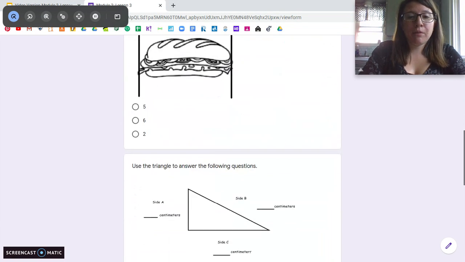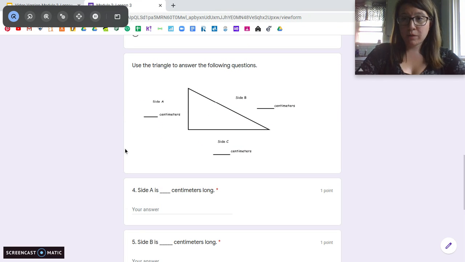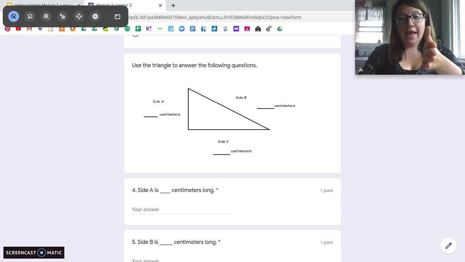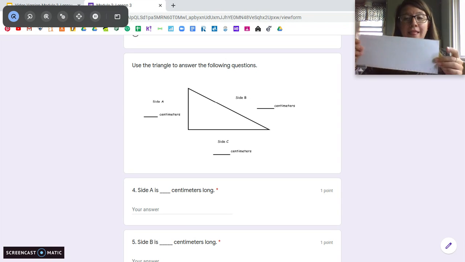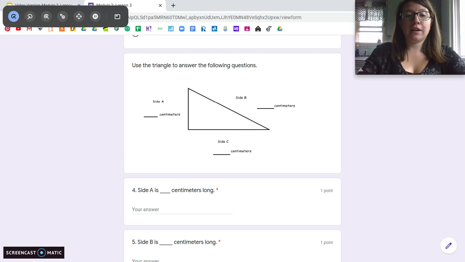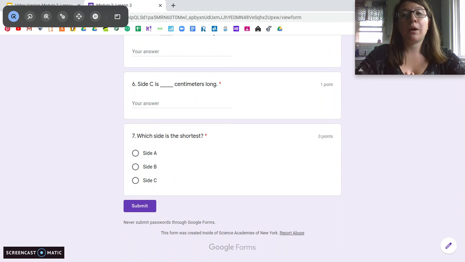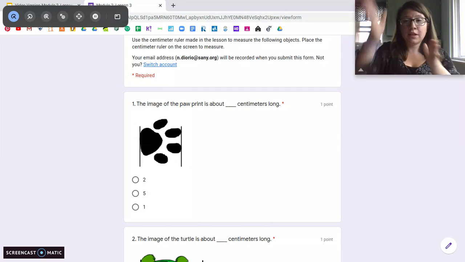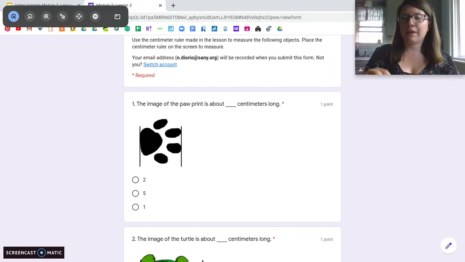So you have 3 problems like that, and then for this one with the triangle, you need to measure the 3 sides. So we have side A, side B, side C. Use your centimeter ruler, line up the endpoints of the triangle, and tell me how long they are, and then I want you to tell me which side is the shortest. Line up your endpoints, look down, figure out how many centimeters each image is about. Give a good estimate.